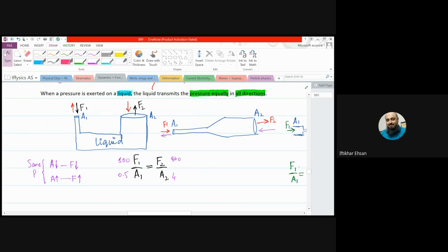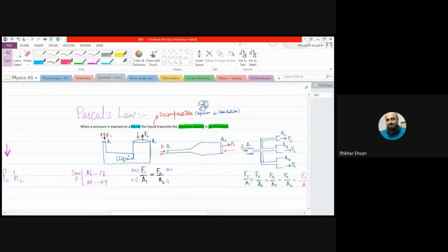This is Pascal's law, the basic formula. Pascal's law is applied whenever we have a liquid, not gases. It is especially for liquids, with cylinders of different areas on the two sides, smaller on one side, larger on the other. It could be in this shape, it could be in many shapes, right? The formula is that the pressure will be the same on both sides. Pressure is force over area. So the first force over the first area will be equal to the second force over the second area, right? Clear?